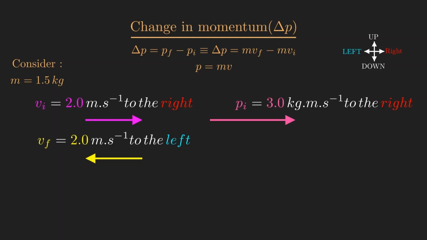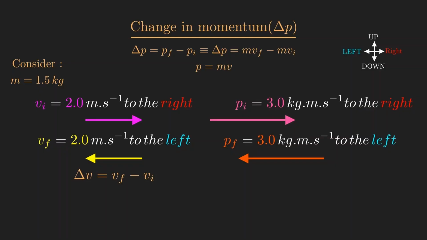And then what is the final momentum? Momentum is always in the direction of velocity. So the final momentum is the scalar multiple of the final velocity vector. That's 1.5 times 2 meters per second to the left, which is 1.5 times -2. And that gives us a momentum of 3 kilogram meters per second to the left.